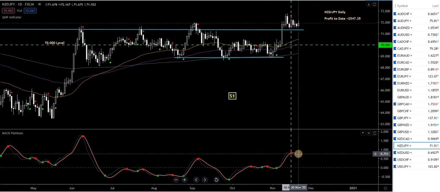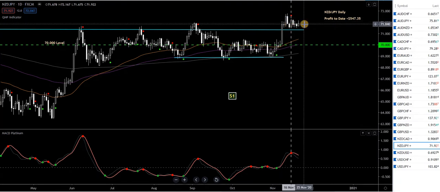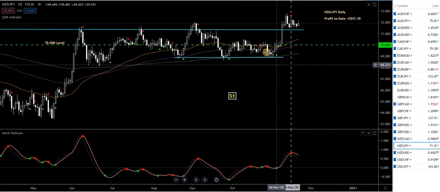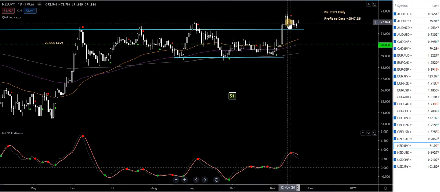The MACD's starting to roll over to the downside. Price has gone sideways this week. Very quiet week. This number's the 70-cent level, the green. So yeah, it's just a high risk trade. I didn't take it.